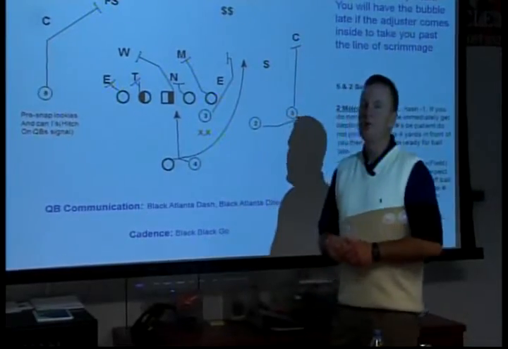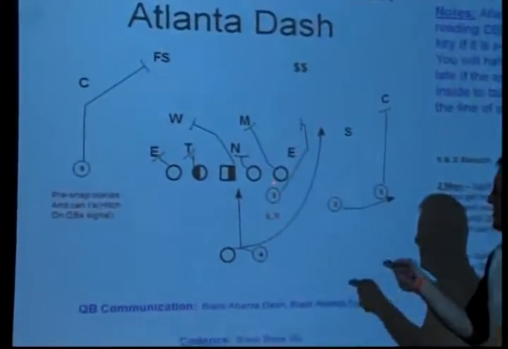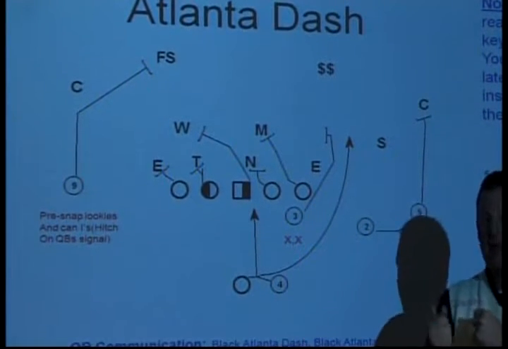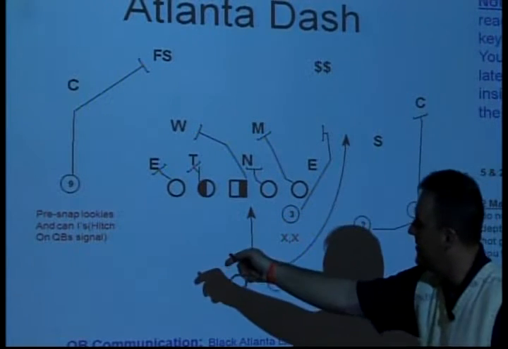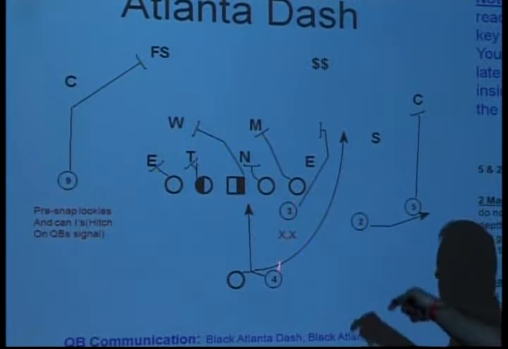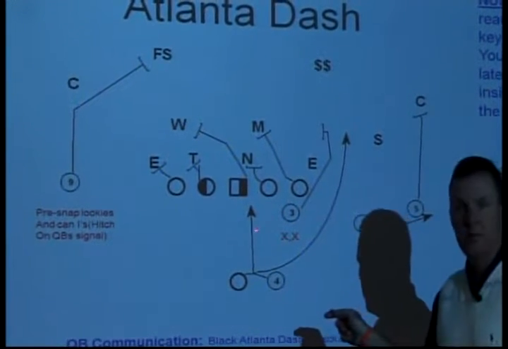There is one call that'll be made by the 3-back. To run Atlanta Dash, you have to be in some type of stack look. You have to end up in stack. I can be in trips and zip. I can be in spread and zip. I have to be in some type of stack alignment. I could be in doubles right, okay?